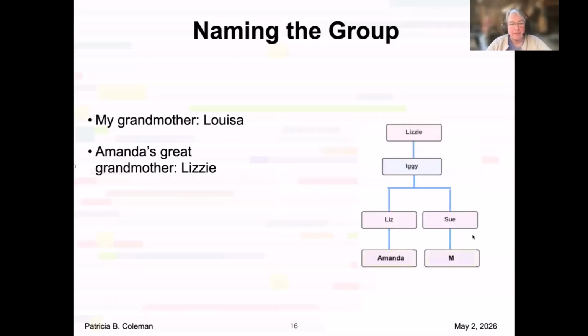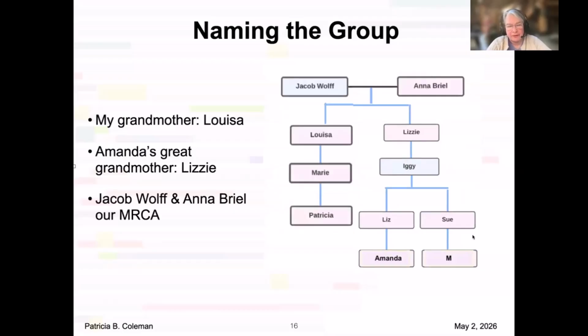But if I look at Amanda, she got it from her great grandmother, Lizzie. And Lizzie and Louisa happen to be sisters. So if I want to have a name that represents both where I got it and where Amanda got it, I need to use their parents, Jacob Wolf and Anna Brill. And that's what I prefer to do, but there's no right or wrong. You could name it whichever way made the most sense to you.